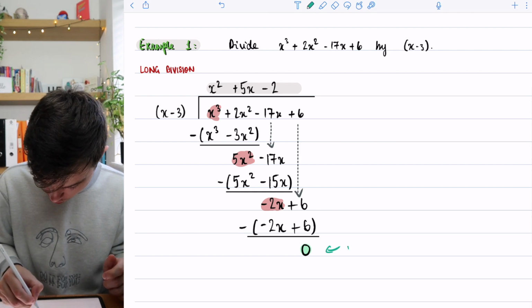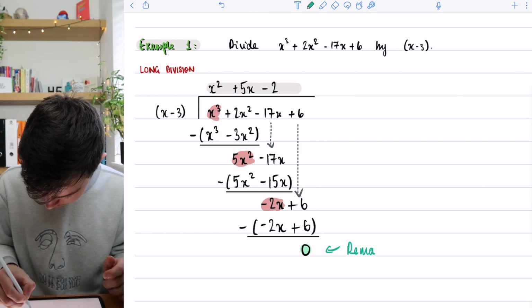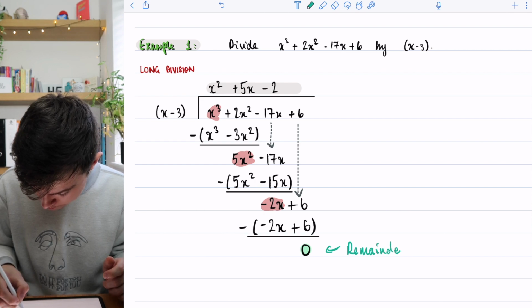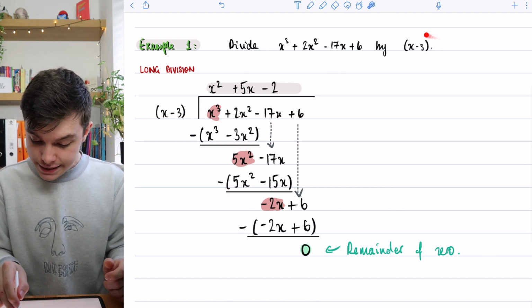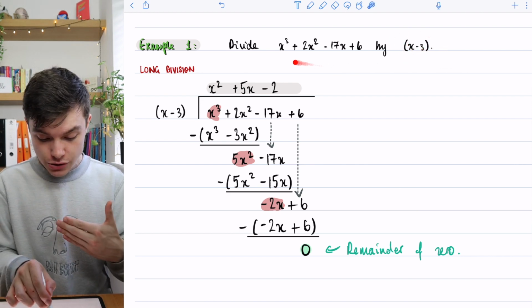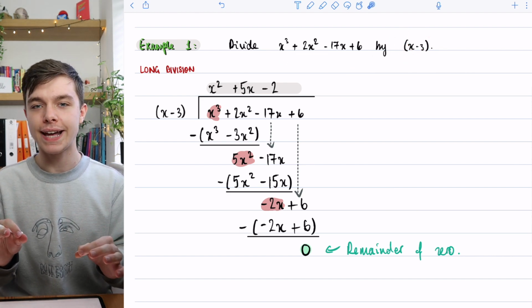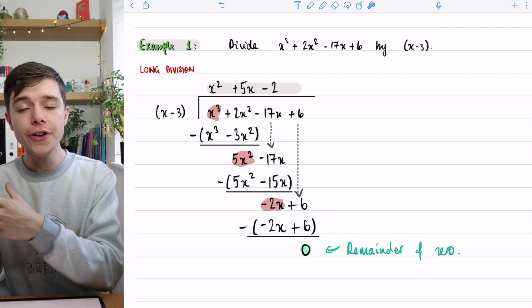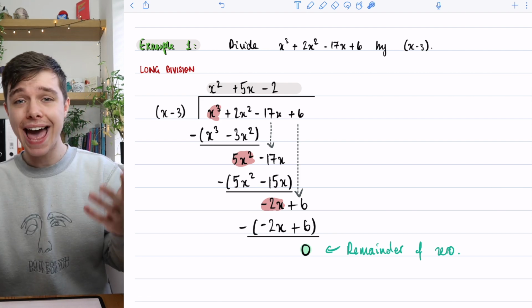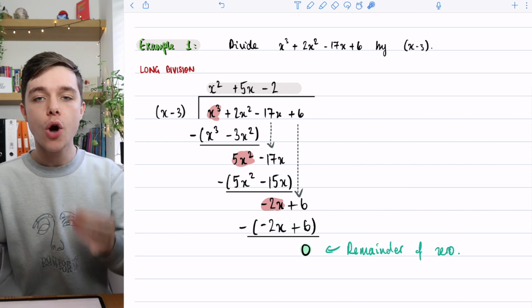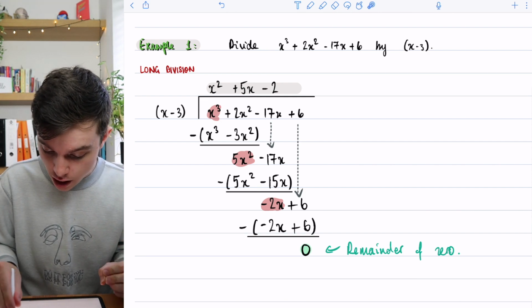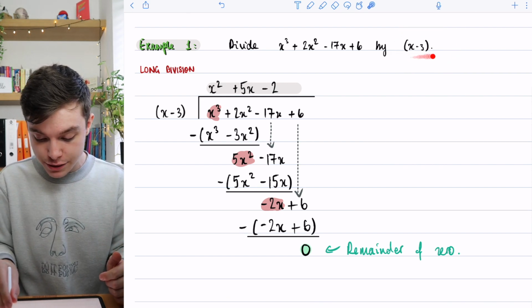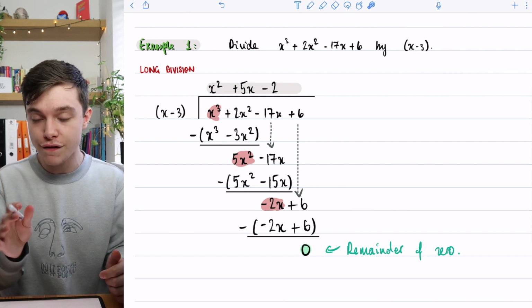Hopefully you remember what a remainder is. Because we have a remainder of 0, it means x minus 3 goes into this cubic perfectly. We don't have a remainder of 1, we don't have a remainder of 10, I don't know, there's just some examples. We have no remainder. So that means this factor, x minus 3, goes into the cubic perfectly.